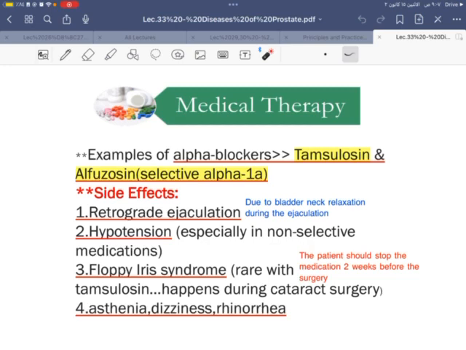Hypotension, especially with non-selective ones; the highly selective ones cause less hypotension. That's why we usually advise the patient to take the alpha blocker before going to sleep, because if he becomes hypotensive, he will be asleep. Floppy iris syndrome happens during cataract surgery, so it's better to counsel patients who are going to have cataract surgery to stop the alpha blocker at least 2 weeks before surgery. Asthenia, dizziness, and rhinorrhea are minor side effects of these medications.